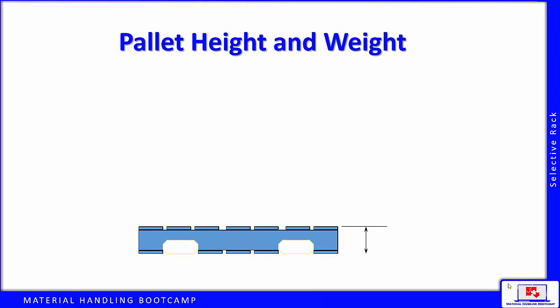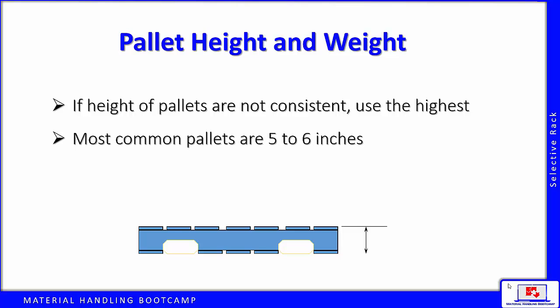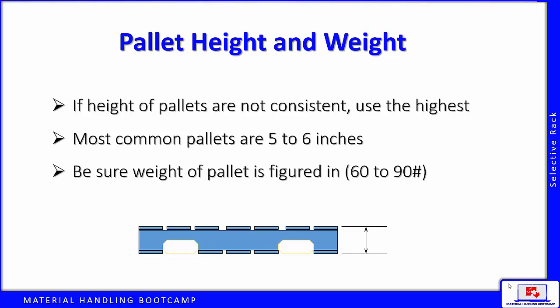Finally, we must know the pallet height and weight. If the height of the pallets is not consistent, use the highest height. Most common pallets are 5 to 6 inches high. Be sure the weight of the pallet is known, because this will be included when we figure out the capacity of the beams.